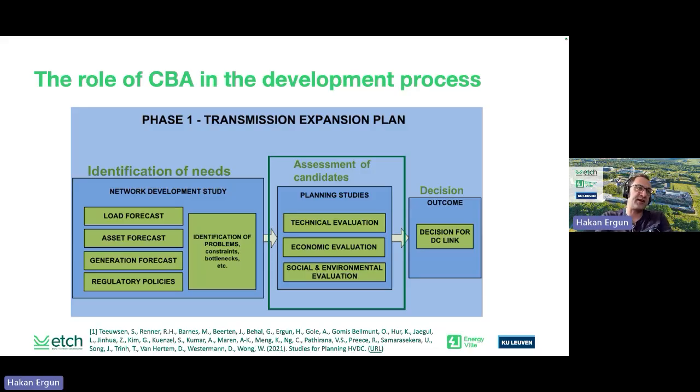I took this figure from an IEEE report that we wrote back in 2021, which is called Studies for Planning HVDC. So that is why you see here a decision as an outcome, if we had the investment decision for a DC link. However, of course, this could be applied to any other type of investment as well.